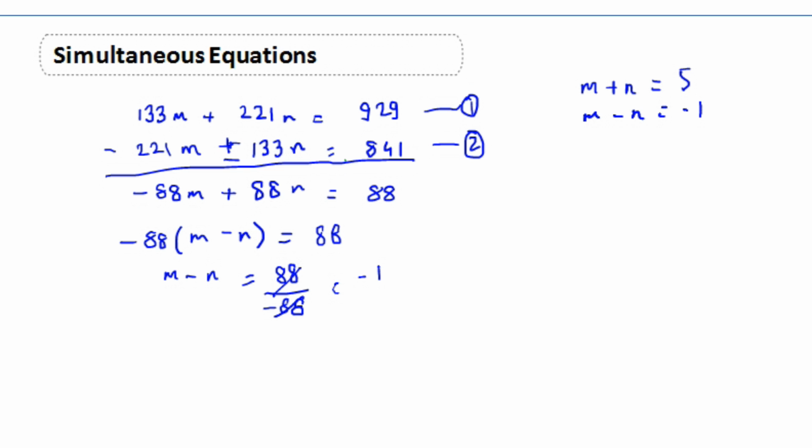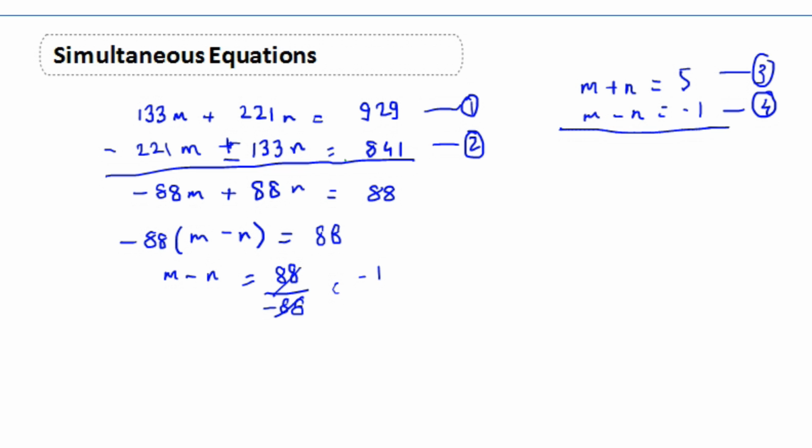Now you can see how easy it is to try and solve these. So let me call this equation number 3 and this equation number 4. Now just by looking at these, I know that the coefficients are the same. So if I just add these two equations together, I can eliminate one variable and find the value of the other variable. So I'll just add these together.